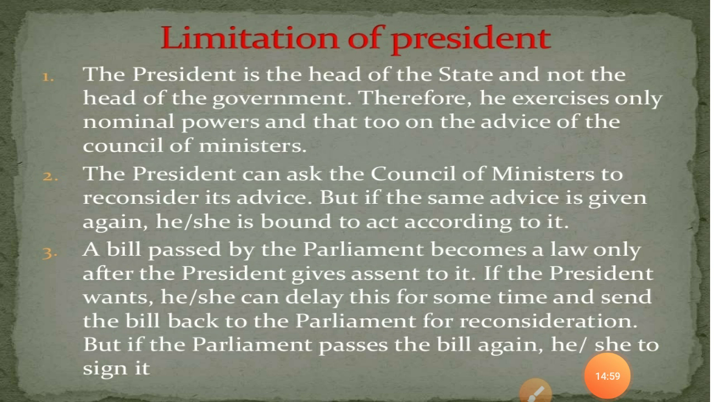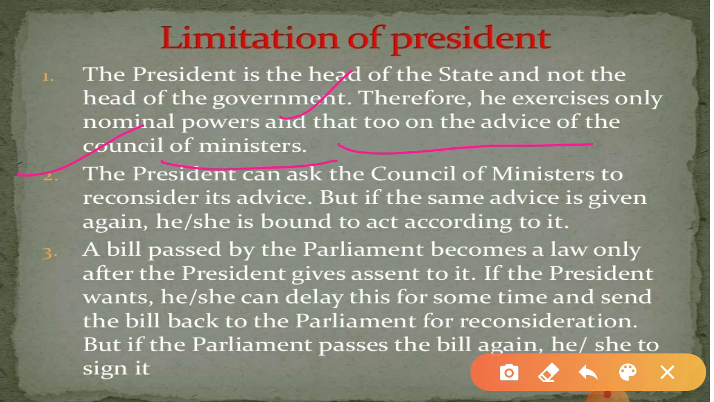Now we'll see the limitations of the president. The president is the head of the state, as I told you, and not the head of the government. The head of the government is the prime minister. So he exercises only nominal power, on the advice of the council of ministers. So he can only advise the council of ministers. There are three kinds of ministers in the council, as we have already seen.